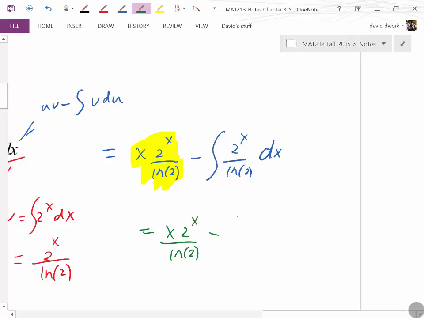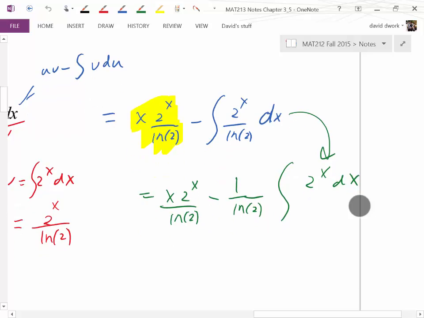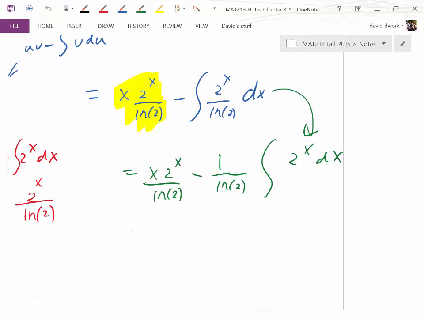So a lot of students like to rewrite it with the constant on the outside, just like that, because the integral of 2 to the x times the constant is the same thing as the constant times the integral of 2 to the x dx. So this way, this integral to a lot of students looks way less scary than the blue line up above. So the integral now, let's see what we get here. The outside stuff just comes along for the ride.